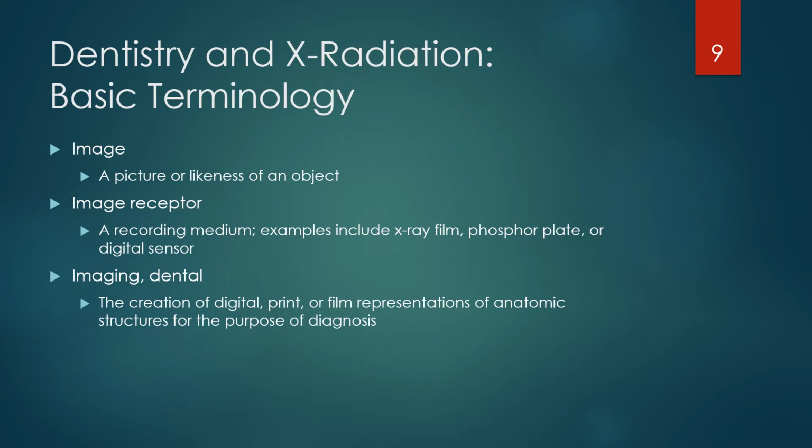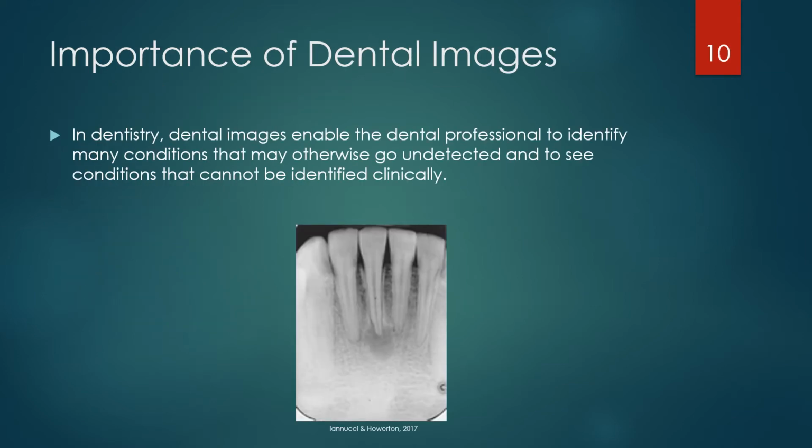The image receptor is going to be the recording medium. So whatever we place inside the mouth or that goes around the person's head that is going to record is going to be the image receptor. It includes the X-ray film, the phosphor plate, or a digital sensor. And then dental imaging is the creation of digital, print, or film representations of anatomic structures for the purpose of diagnosis.